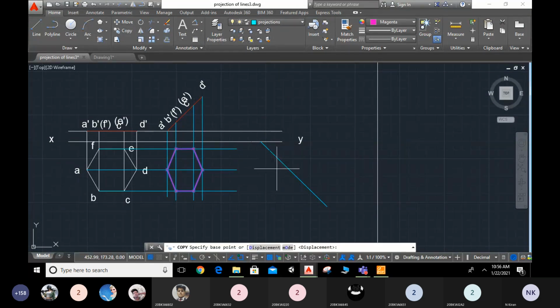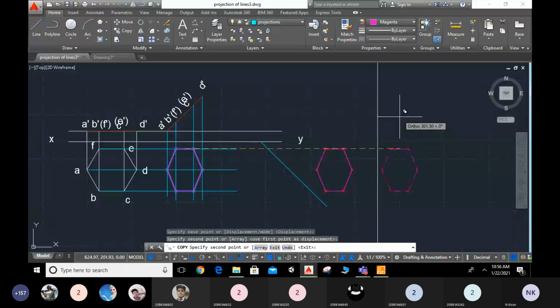Okay, I will copy, and what is the base point I have to take? Specify the base point, I will take this midpoint. Okay, I have to rotate this also. Did you get my point? I have to rotate this also. That's why it is not taking. Okay, let me take somewhere over here, anywhere.